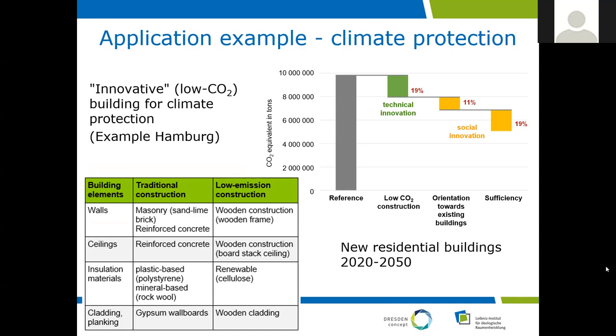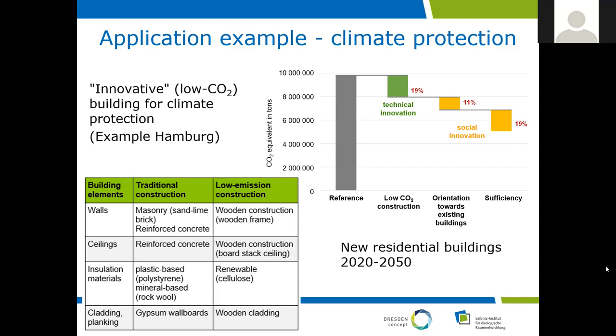Specifically, technical innovation could provide an estimated 19% reduction in emissions. The technical innovation here included the material replacement on the building element level in new residential buildings, such as using wooden materials to substitute mineral materials. Going a step further, the adoption of social innovation in existing buildings could contribute an additional emission reduction of 11%.